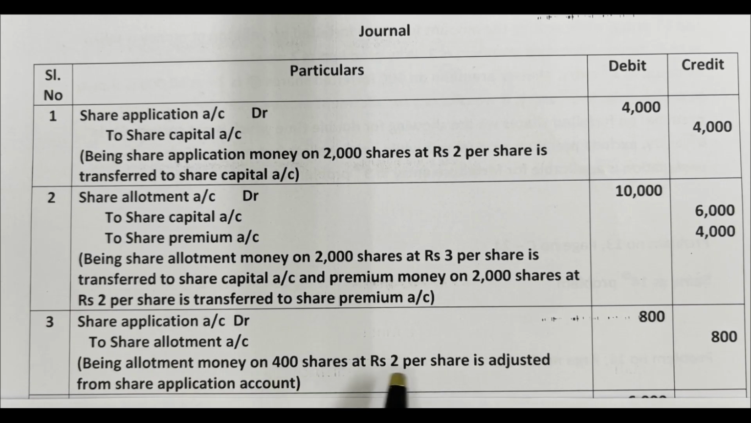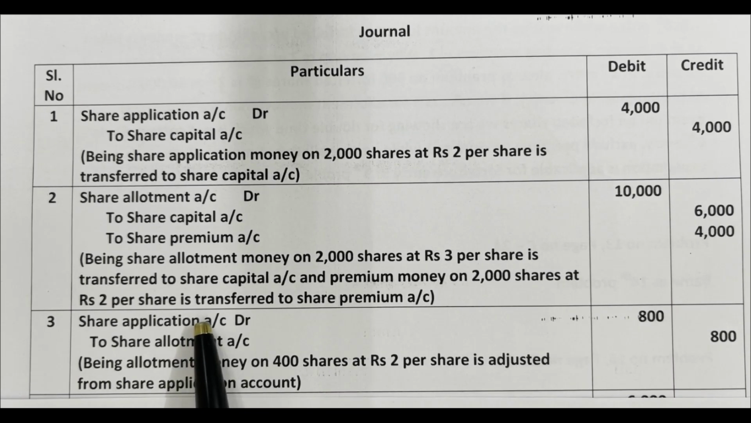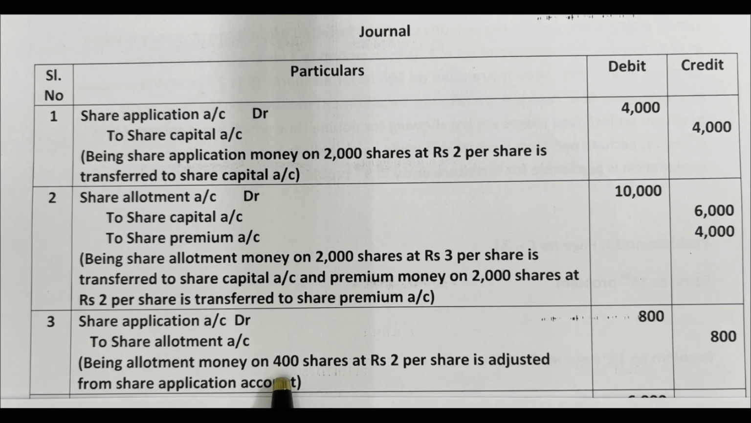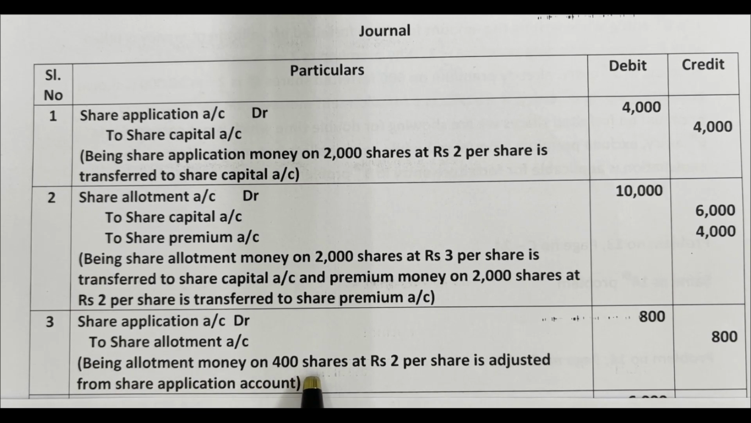On 400 shares at the rate of 2 rupees each, 800 excess application money we are transferring for allotment. Mention that as a narration. Being allotment money on 400 shares at 2 rupees per share is adjusted from share application account.